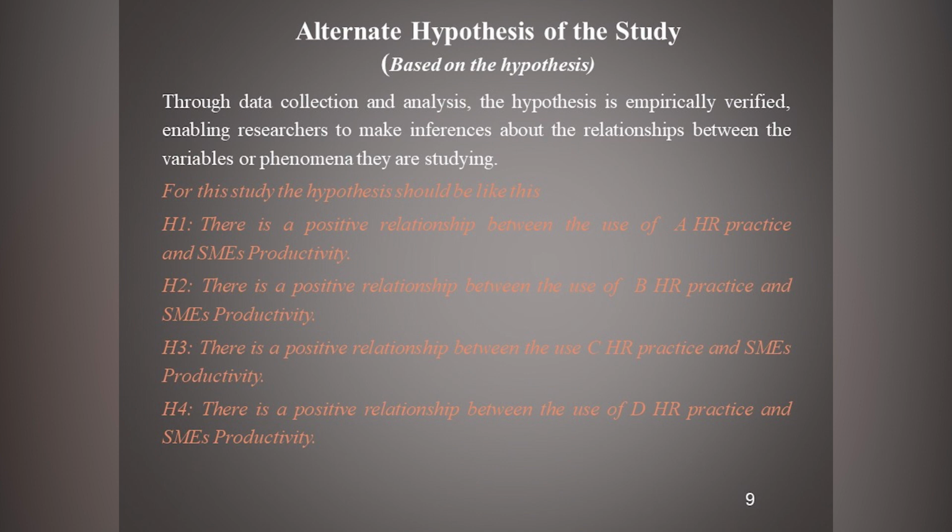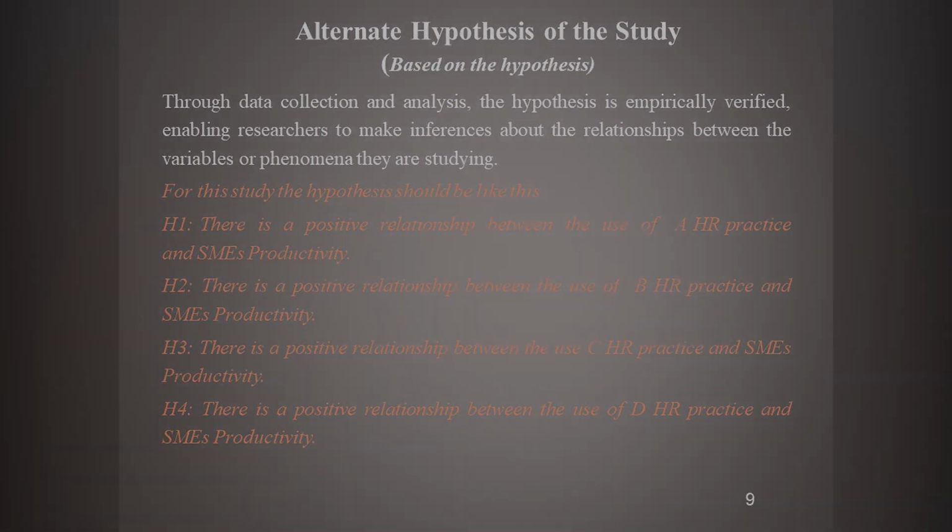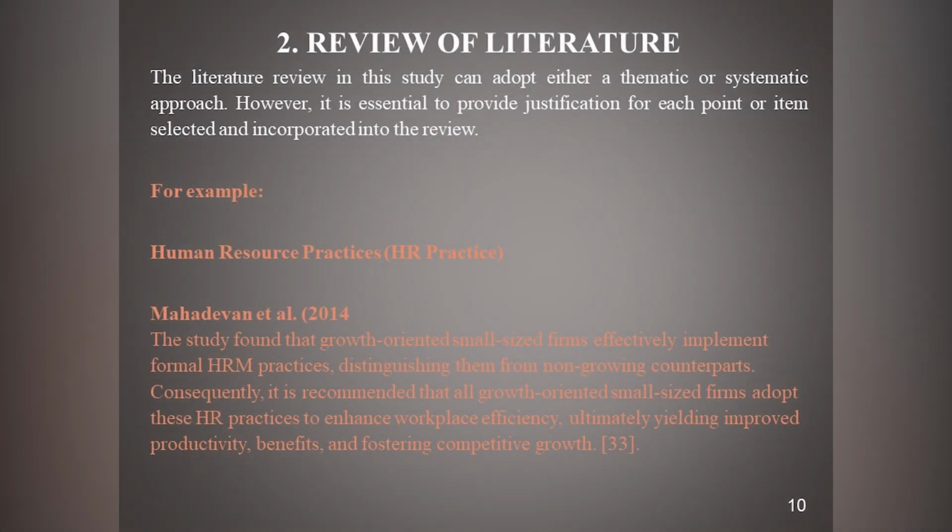So I have framed four hypotheses for this tentative topic. H1 is that there is a positive relationship between the use of A type of HR practices and the SMEs' productivity. So A type of HR practices is the independent variable, and I am going to test its impact over the dependent variable, that is SME productivity. These are examples of how you can frame a good hypothetical assumption for a research study by using the alternative hypothesis type. Next, you are going to learn about what a literature review is.